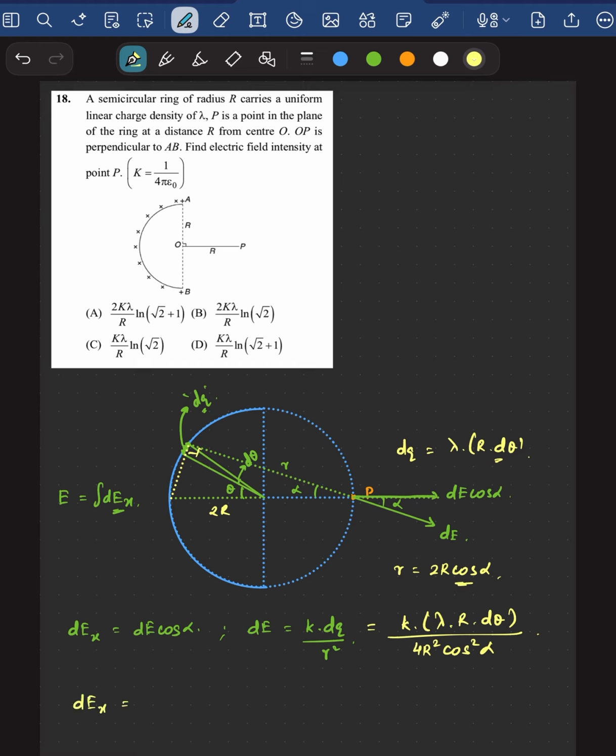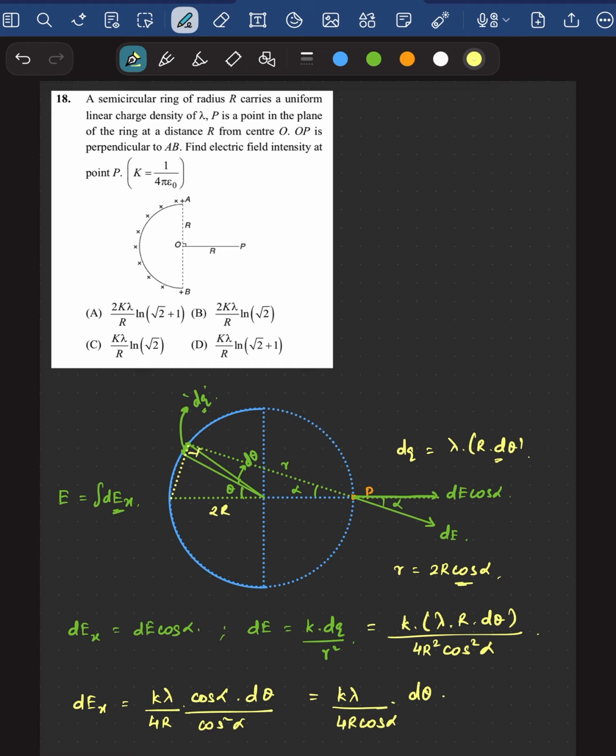So your x component of field will become equal to, making some simplifications already, k lambda by 4r into cos alpha d theta by cos squared alpha. So this will be equal to k lambda by 4r cos alpha into d theta. So this will be our x component of field right now.